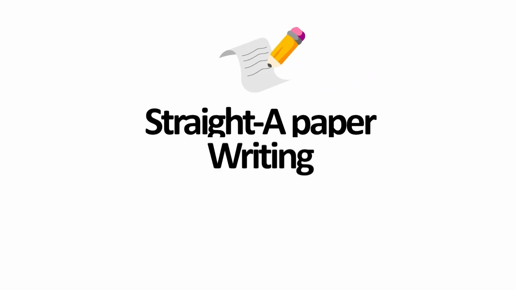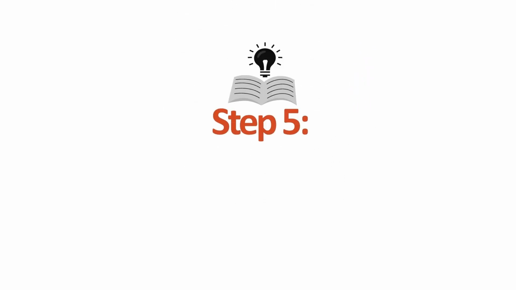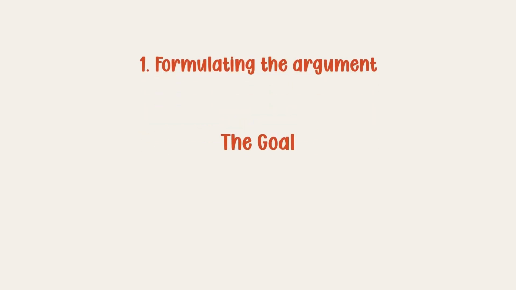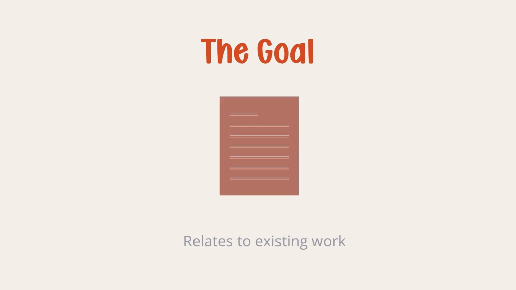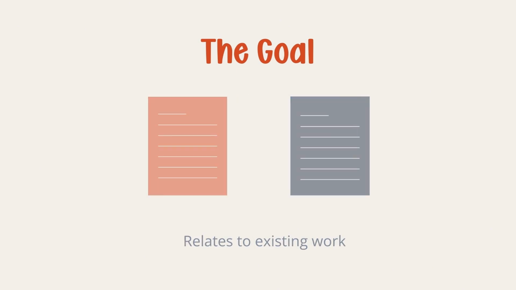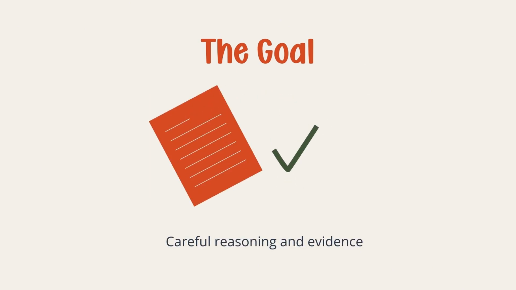How to become a straight-A writing student. Step 5. Craft a powerful story. Formulate the argument with a goal in mind, to ensure that it relates to existing work and is supported with careful reasoning and proper evidence.